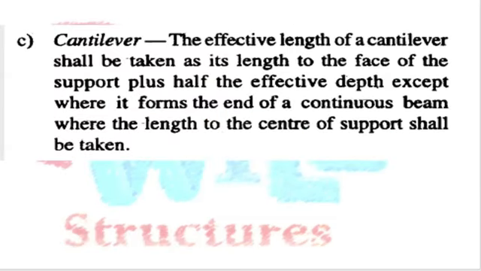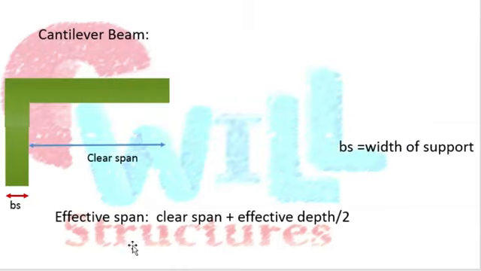Now for a cantilever slab or a cantilever beam, the effective length will be taken as its length to the face of the support plus half of the effective depth, except where it forms the end of a continuous beam, where the length to the center of the support shall be taken. So you can see here is one cantilever beam or slab with a support width BS. Then the effective span of this particular beam or slab will be clear span plus effective depth divided by 2.